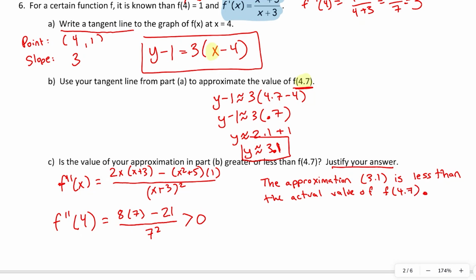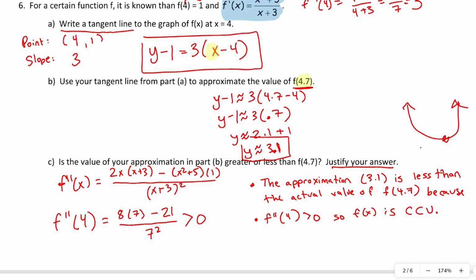Now, how do we know that, right? What's our justification? We know that, because the second derivative at 4 is positive, so f of x is concave up. Okay, now again, let's think about that visual. Concave up, the line's below it. That's why the approximation is less than the actual value. So if we're approximating like here, you can see that the point on the line is below the actual point.